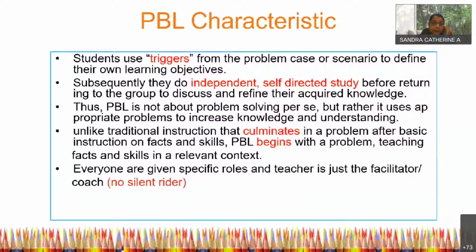So that's an example. So the teaching here begins with the problem, and later on they will add the knowledge or the teaching facts. Next.